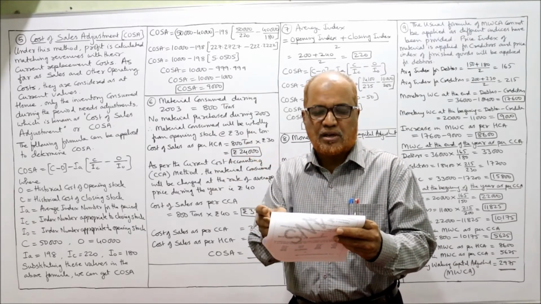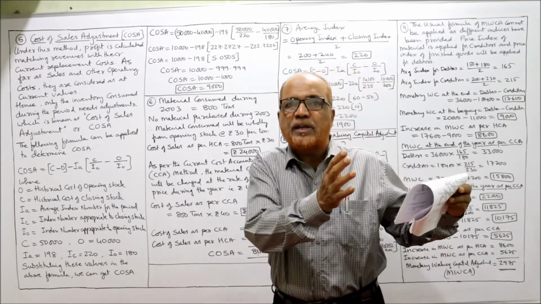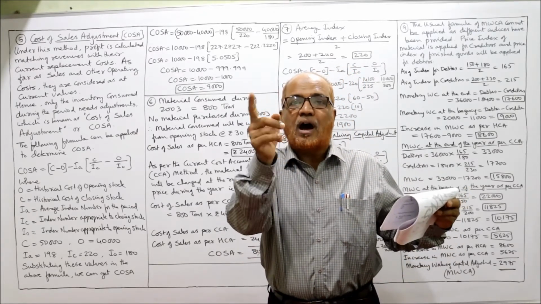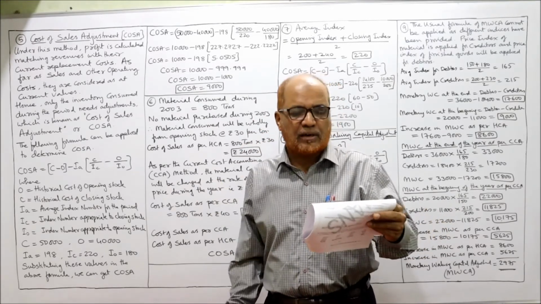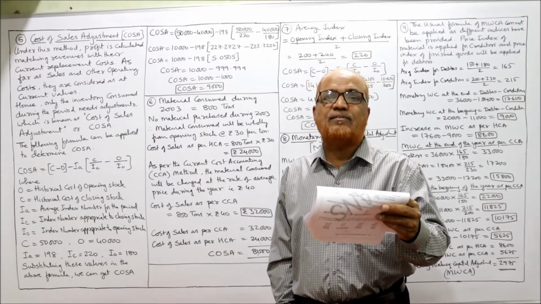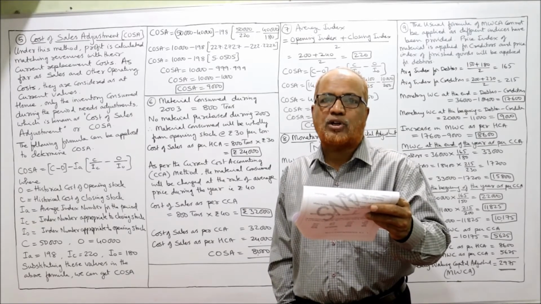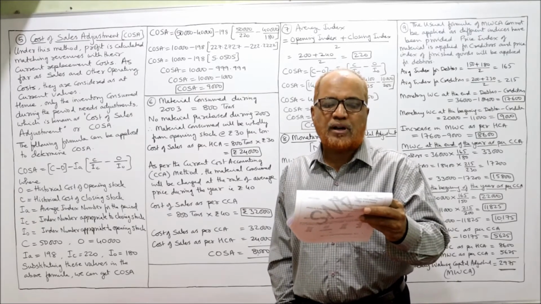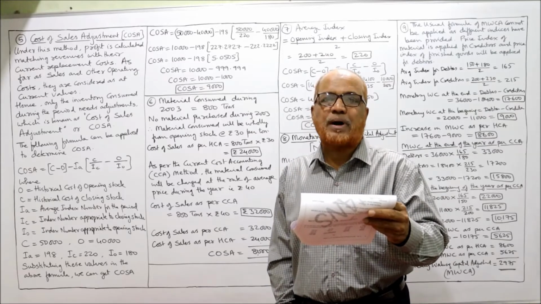No purchases. Material consumed during 2003, 800 tons. Actually opening stock we are having 1,000 tons. Out of 1,000 tons, 800 tons were consumed during the year. Price of raw material on 1st January 2003 is 35 per ton. Average price of material during 2003, 40 rupees per ton. And price of raw material on 31st December 2003 is 45 rupees per ton.